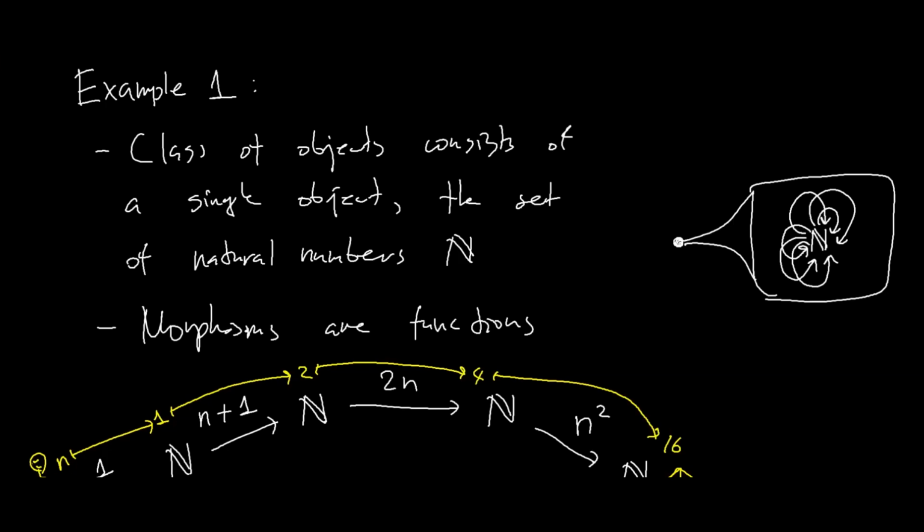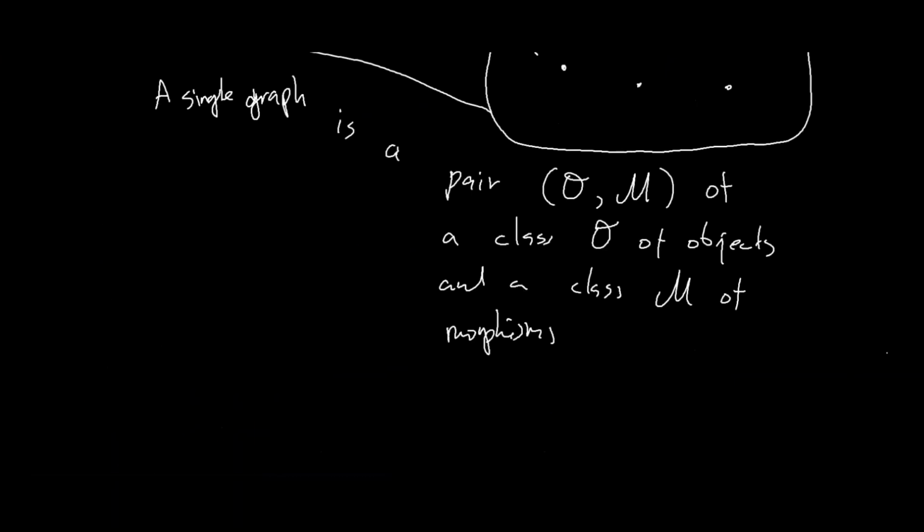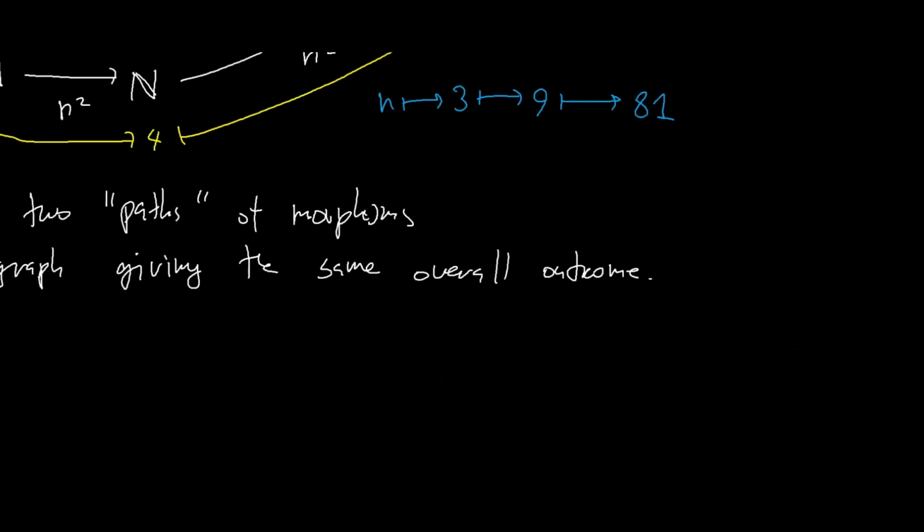But what I was actually doing with this example is to lead you to the next concept, the concept of a path of morphisms. This is our fourth concept. A path of morphisms is a sequence.